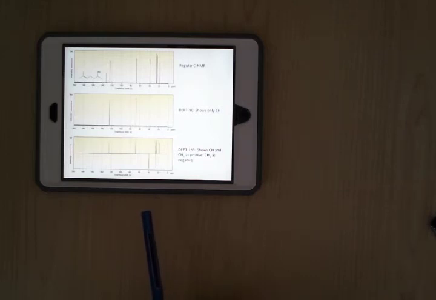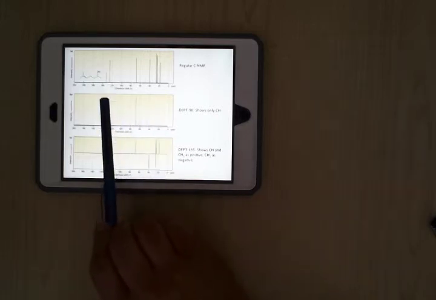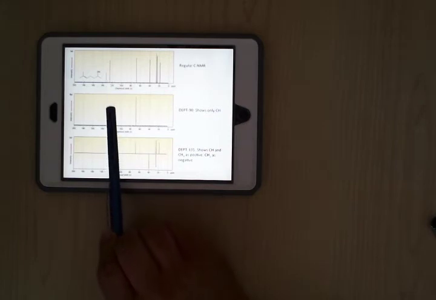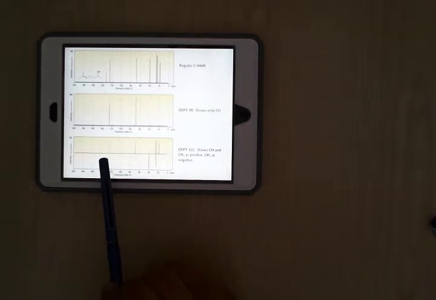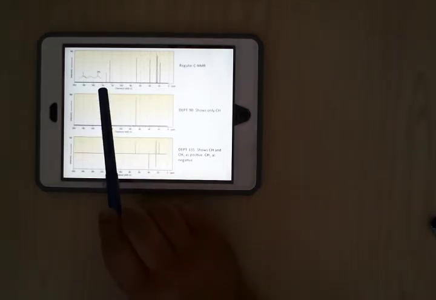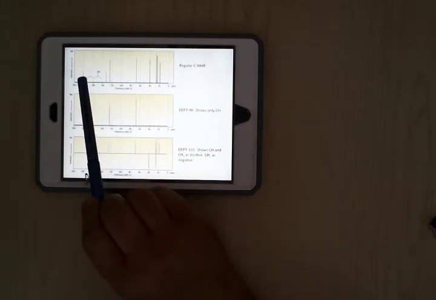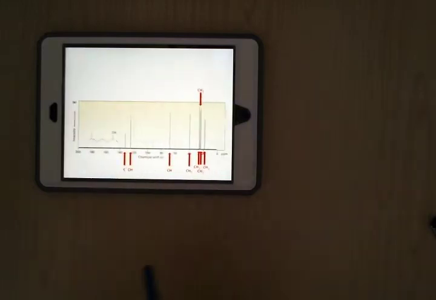Okay, so that's how you figure this out. And then there's also a signal here, about 132. That doesn't appear in any of these, it doesn't appear there, or there. Okay, you can maybe kind of see it there, but basically not. That means that's the quaternary carbon, right? So it should actually be right there. And that's how this works.